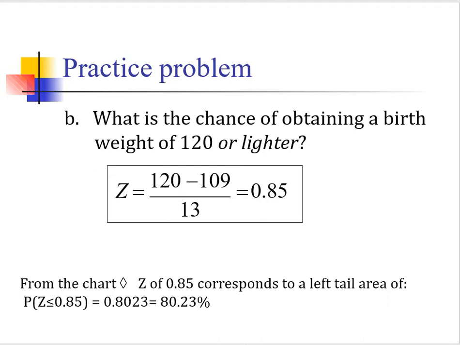What is another problem? What is the chance of obtaining a birth weight of 120 or lighter? 120 minus 109 divided by 13 is 0.85. From the Z table, 0.85 corresponds to a left-tailed area, P of Z less than or equal to 0.85, which is equal to 0.8023, or 80.23 percent.